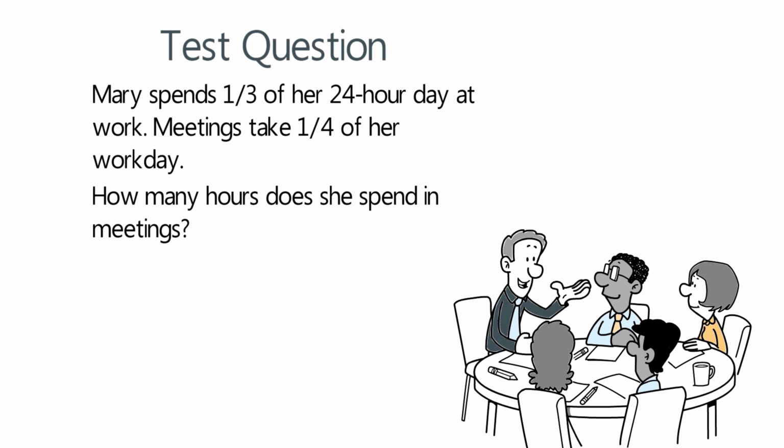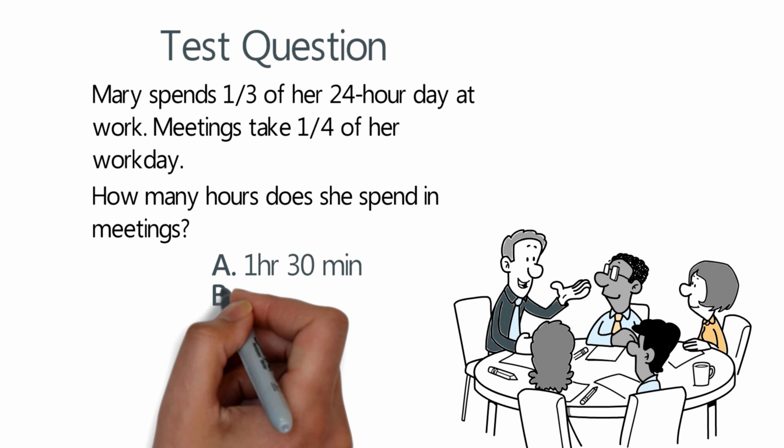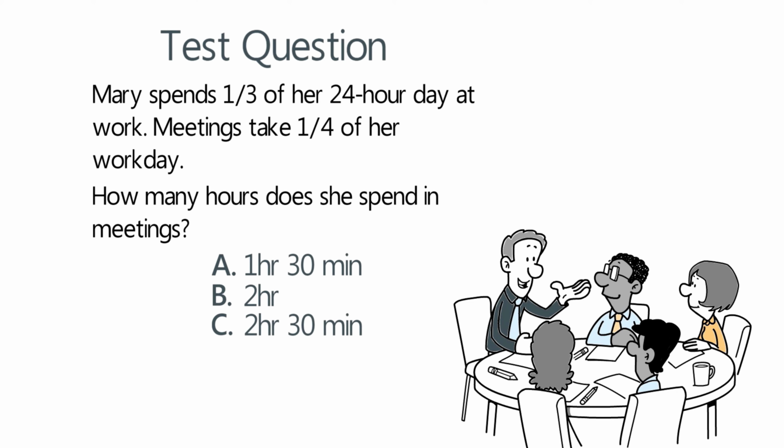You have 4 different choices. Choice A, 1 hour and 30 minutes. Choice B, 2 hours. Choice C, 2 hours and 30 minutes. And choice D, 3 hours.